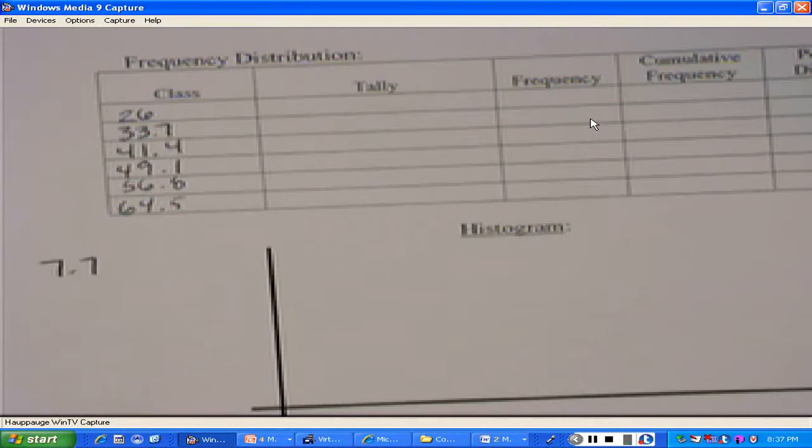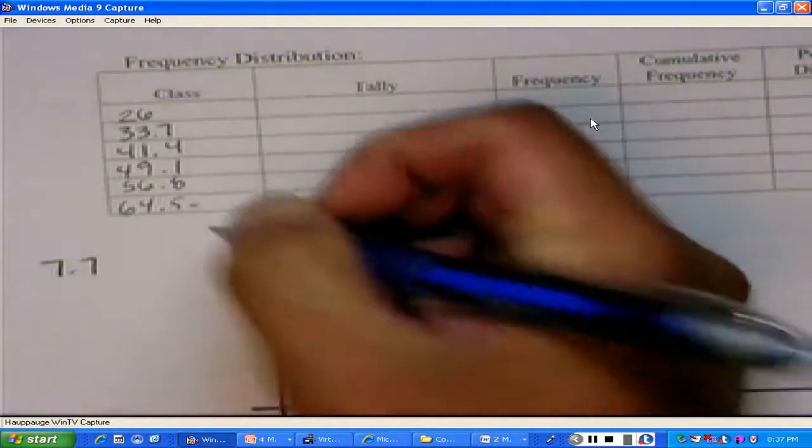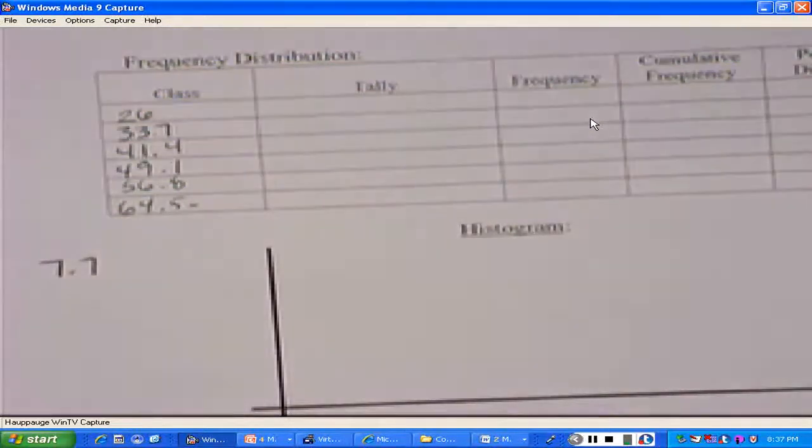Now, how do I find the upper limits? Subtract 1 from the 33.7. Okay, and now here's the problem with this. Be careful. If you subtract 1 from 33, what's going to happen? You're going to get 32, right? That's going to mess up when you do your count. So you're going to subtract from the last digit. So 33.7 minus 1 from that 7. 33 point what? 33.6.